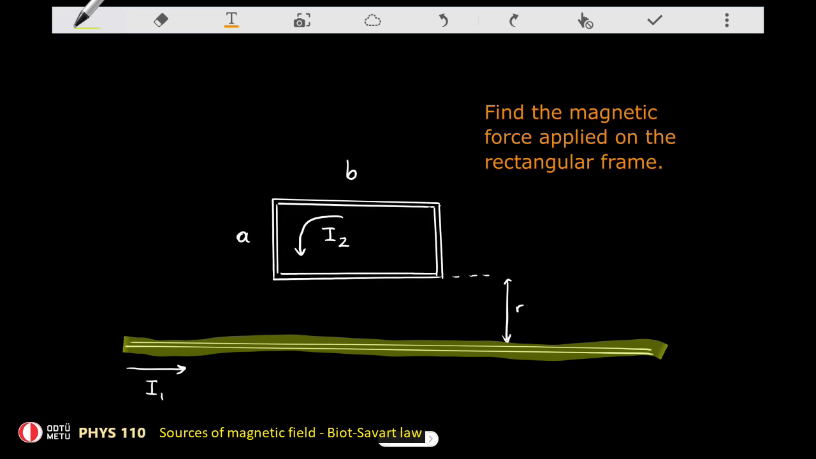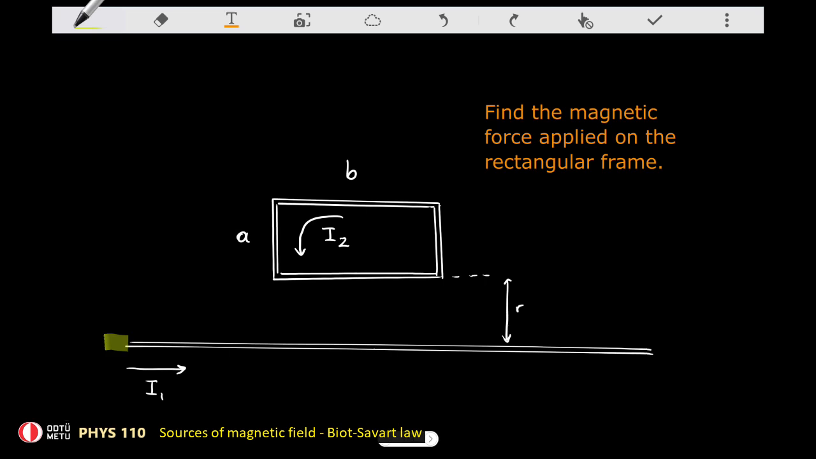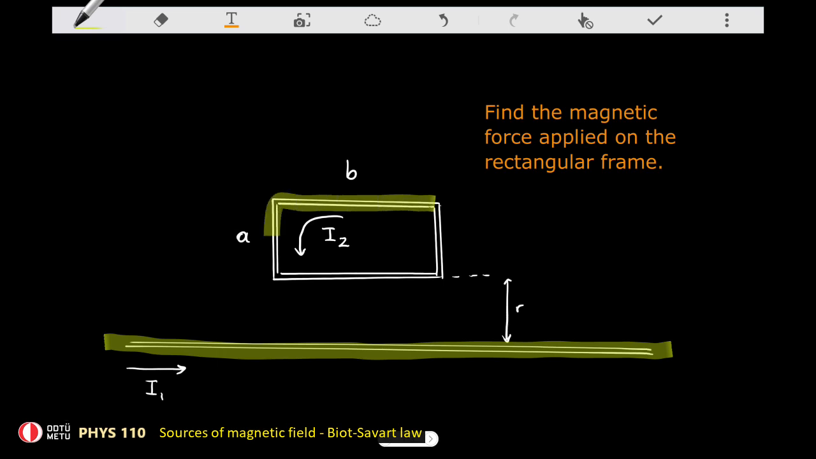All right. So let's remember that when we are computing the magnetic force, the magnetic field is a mediating field. So that means I need to compute the field produced by one of the currents, and then I'm going to find the force applied by that field on the other current. So obviously the natural choice is to start with this infinite wire, compute the magnetic field produced by that wire, and then compute the force applied by that field on the rectangle. But you can do it the other way around.